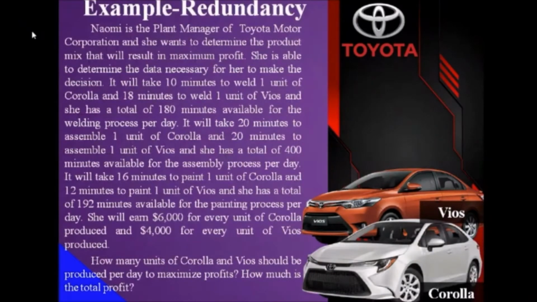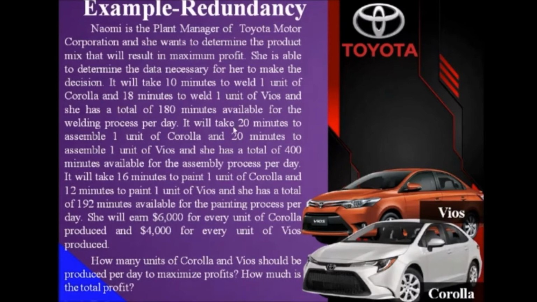Naomi is the plant manager of Toyota Motor Corporation, and she wants to determine the product mix that will result in maximum profit. She is able to determine the data necessary for her to make the decision. It will take 10 minutes to weld 1 unit of Corolla and 18 minutes to weld 1 unit of Vios. And she has a total of 180 minutes available for the welding process per day. So, meaning our first process is welding.